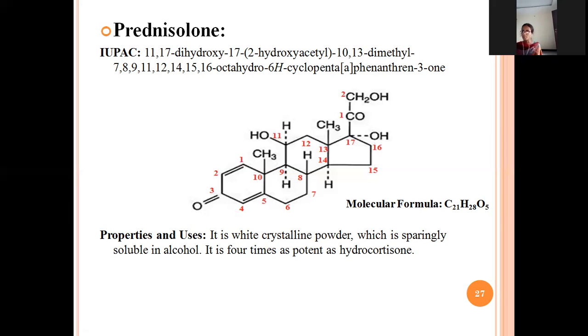Next, properties and uses. It is a white crystalline powder, sparingly soluble in alcohol, but it is 4 times more potent than the hydrocortisone.